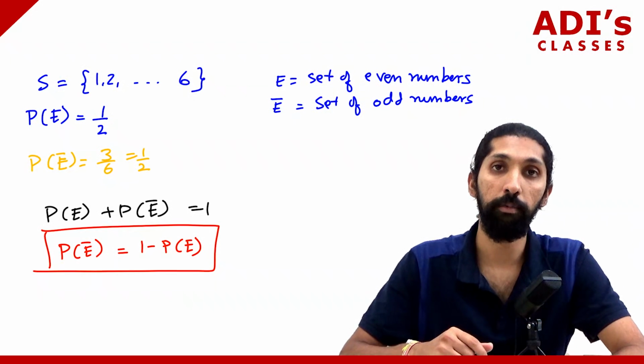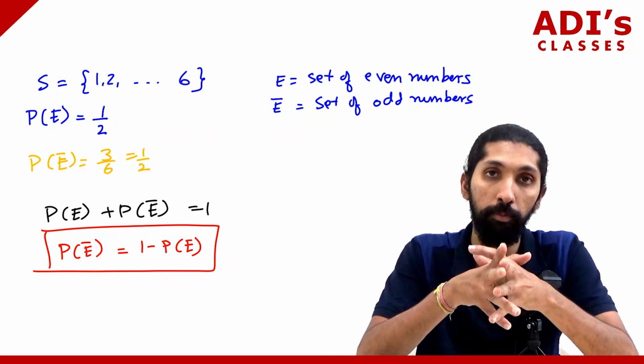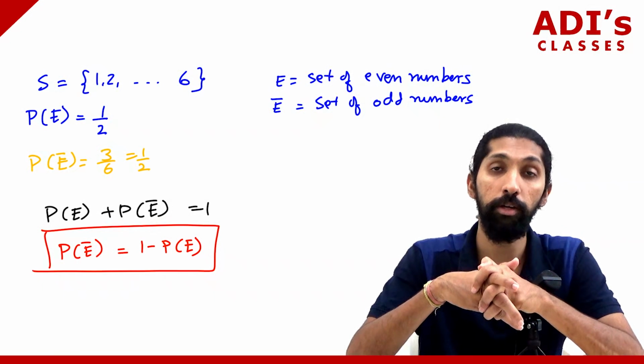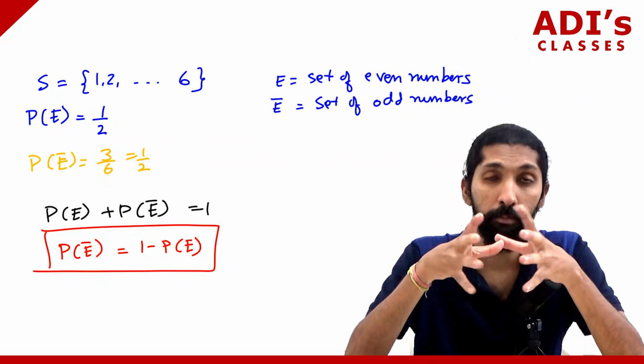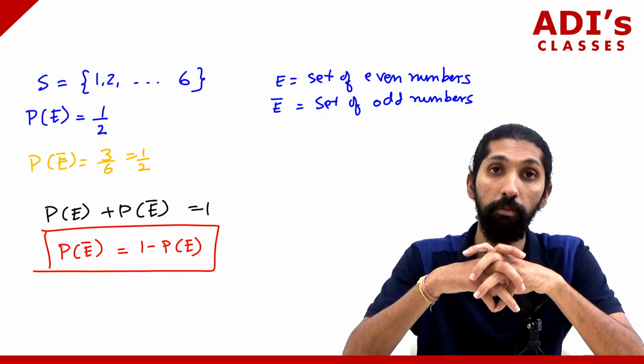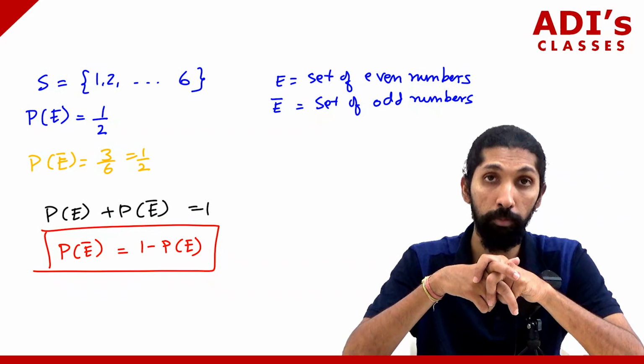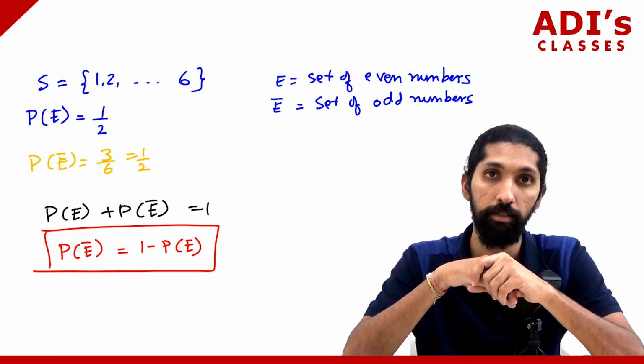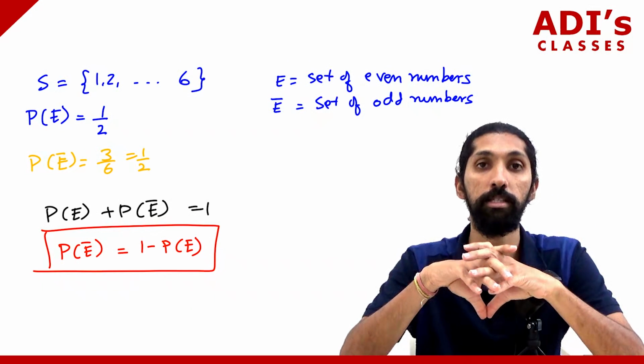This is nothing but the basics of probability. In the next video, we are going to understand one more very important relation, that is, what we do when we have the probability of A union B and A intersection B. All these things we'll discuss in the next video.